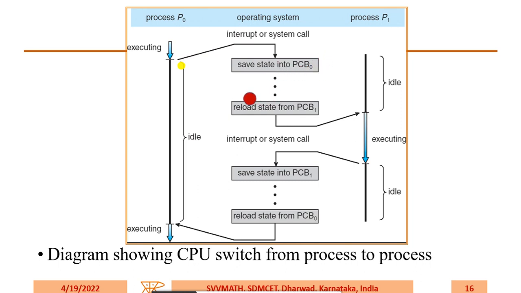I will take the information from PCB1 to the CPU, then I will start executing P1. Again, I will save the state of P1 to PCB1. Again, I will reload the state from PCB0, so I can start P0 execution. So this is the way the CPU switches from P0 to P1, and again back from P1 to P0. You can pause the video or revise, go through it once again, and try to understand.